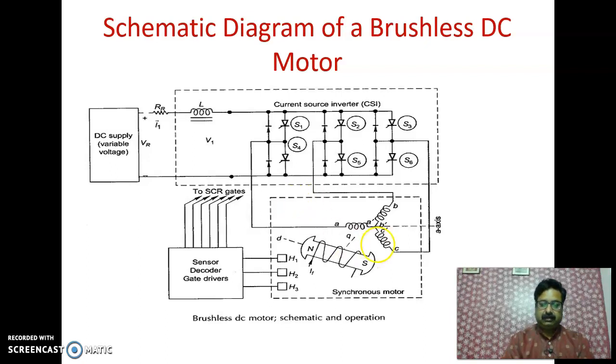Hall effect sensor will sense the position of the rotor and there are three Hall effect sensors H1, H2, H3 in the figure. They will determine the position of the rotor. So on the basis of position of the rotor sensed by Hall effect sensor H1, H2 or H3, the corresponding excitation of winding of phase A, winding of phase B and winding of phase C is done, which determines the unidirectional or a particular direction rotation of the machine.